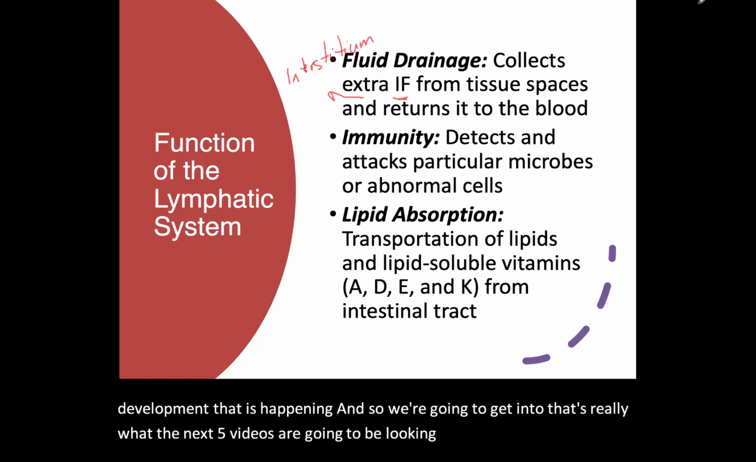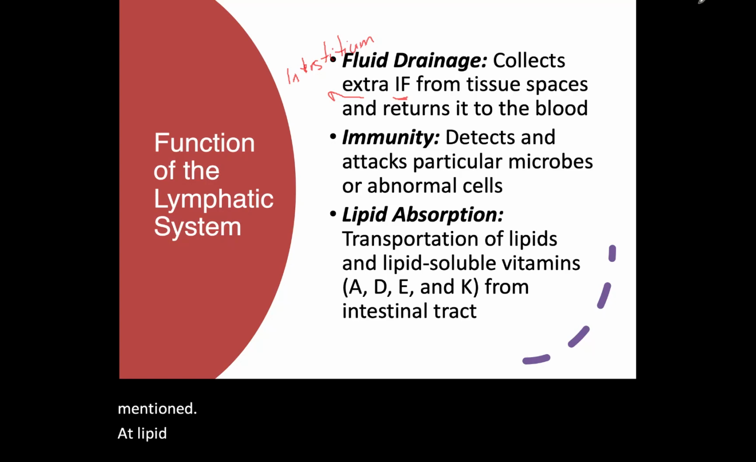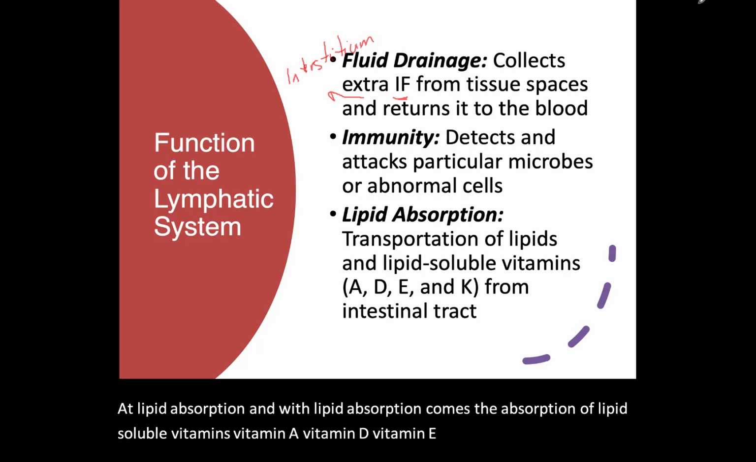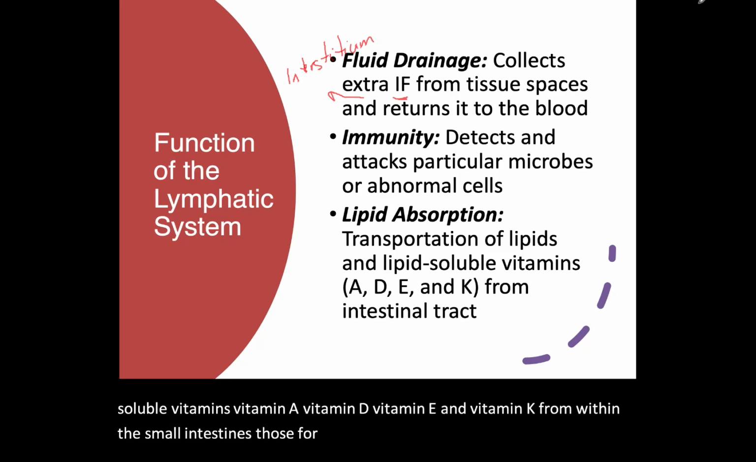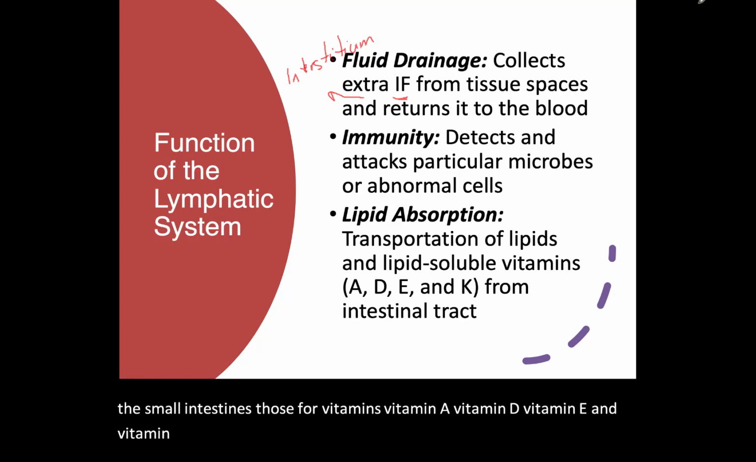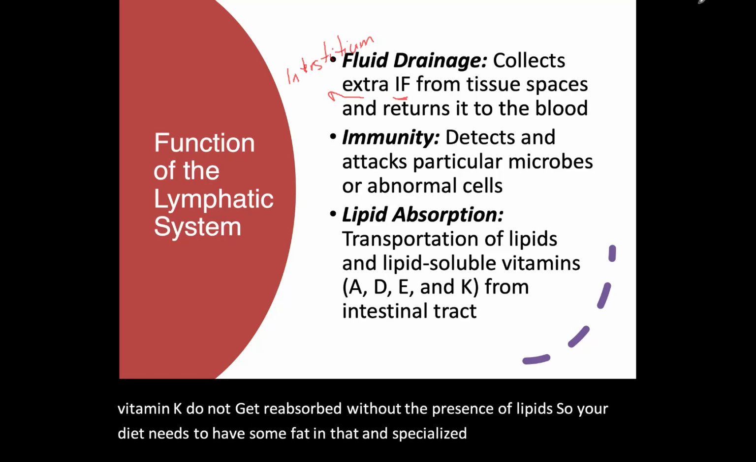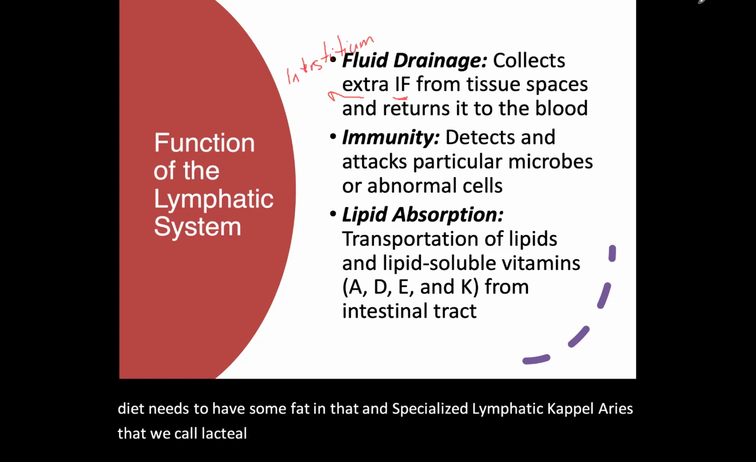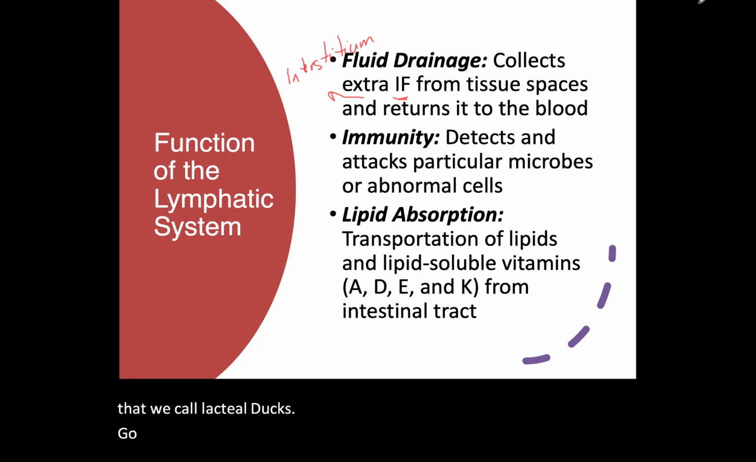And then, as I already mentioned, lipid absorption. And with lipid absorption comes the absorption of lipid-soluble vitamins: vitamin A, vitamin D, vitamin E, and vitamin K from within the small intestines. Those 4 vitamins do not get reabsorbed without the presence of lipids, so your diet needs to have some fat in it. And specialized lymphatic capillaries that we call lacteal ducts engage in that reabsorption of those vitamins as well as lipids.